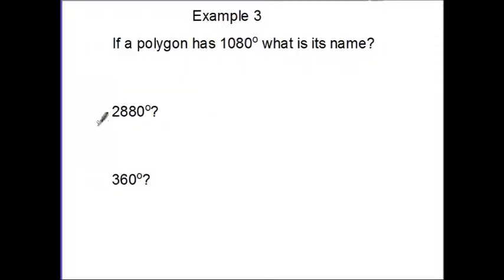For our last example, it asks us to work backwards. If a polygon has 1080 degrees, what's its name? That 1080 degrees is actually our interior angles. So let's use our interior angle formula. The number of sides minus 2 times 180 equals the sum 1080.